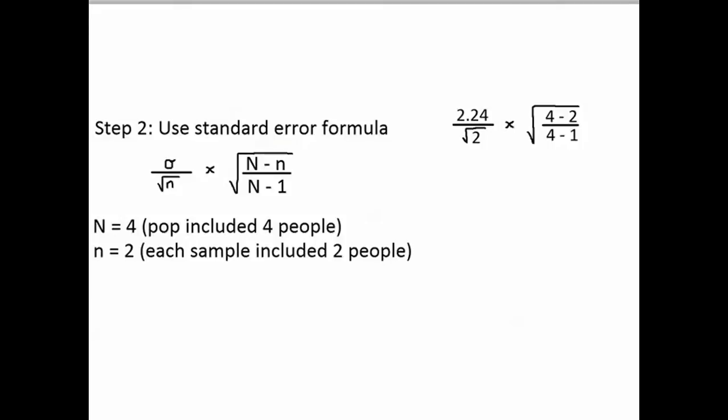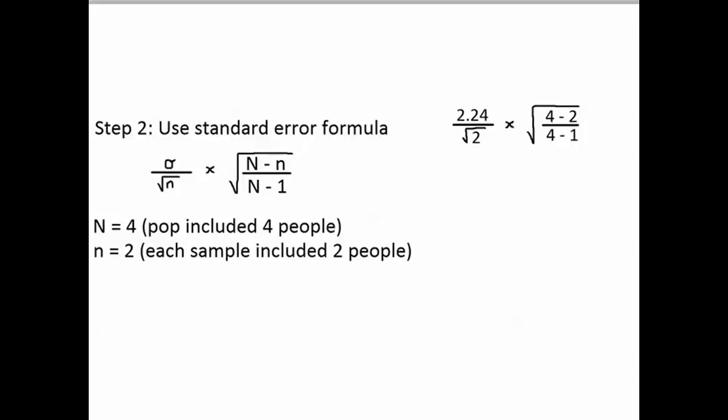So now I plugged in all of these numbers. The population standard deviation, 2.24, which is what we found together. The population size of 4, and the sample size of 2. So on top we have 4 minus 2, and on the bottom we just have the population size of 4 minus 1. That's just a part of the formula.